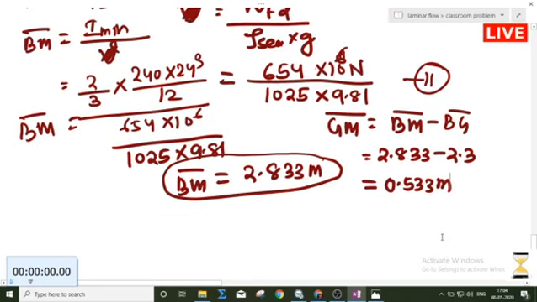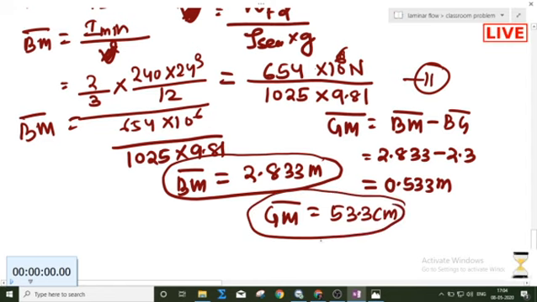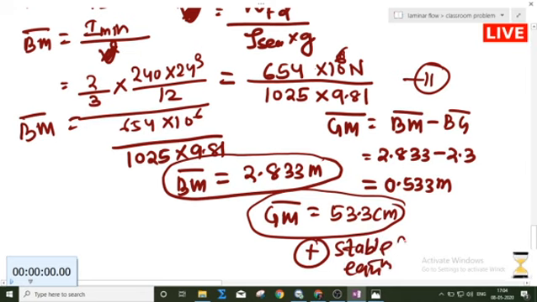meter. Now it is asking in centimeter. So this is nothing but 53.3 centimeter. This metacentric height is coming positive, so this is a stable equilibrium. This is a stable equilibrium condition.